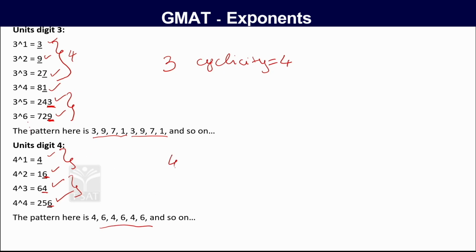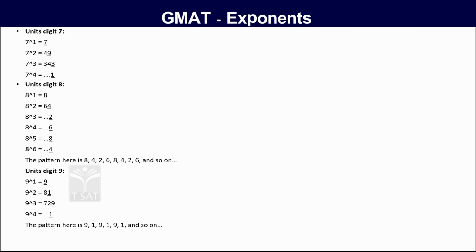So, 4 has a cyclicity of 2. It repeats itself after every 2 numbers. Now, let us look at 7.